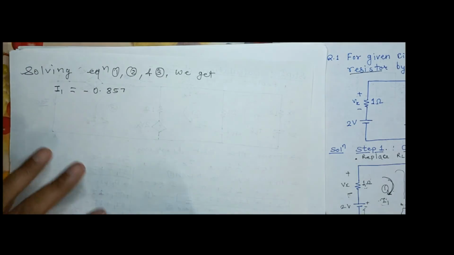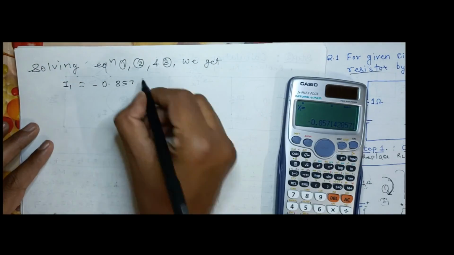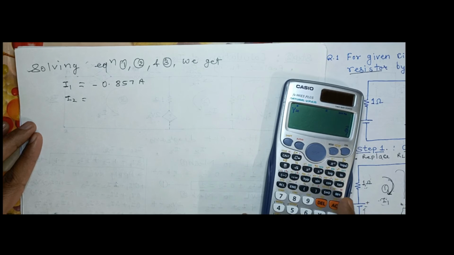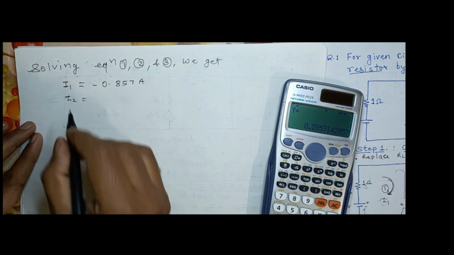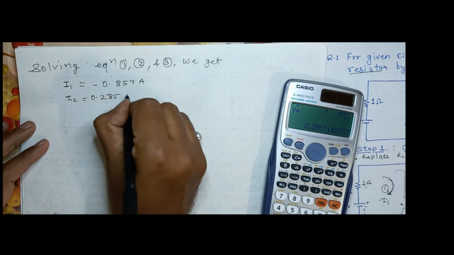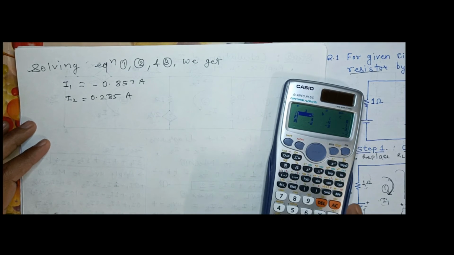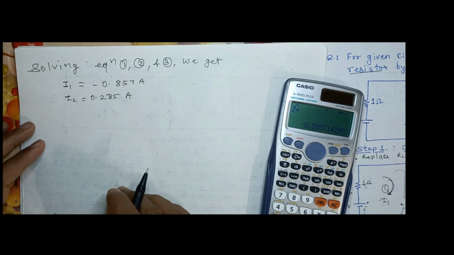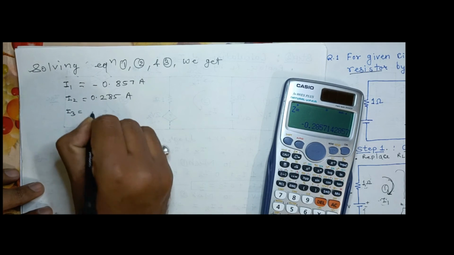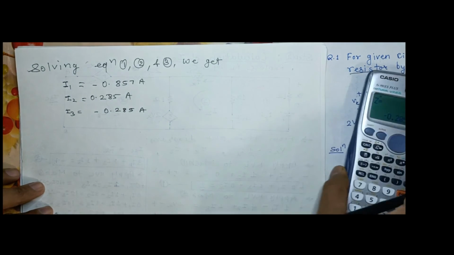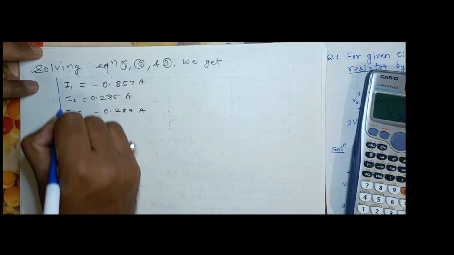So here x will indicate the value of I1. You can see here this is I1. Next I2, I2 equals to 0.285. Clear? This is I2. Third, sorry, so I3 will be minus 0.285. So this is the value of I1, I2 and I3.